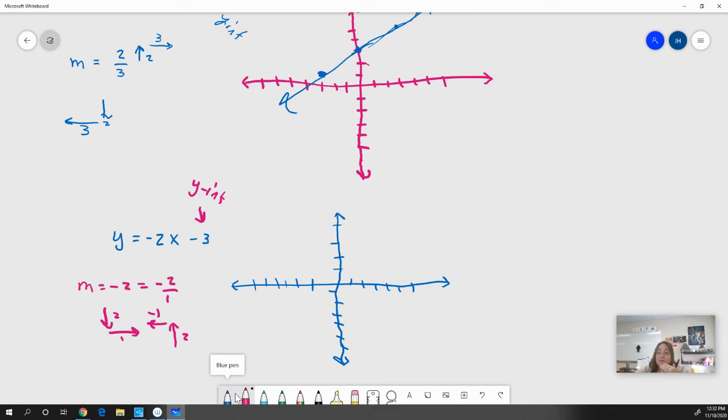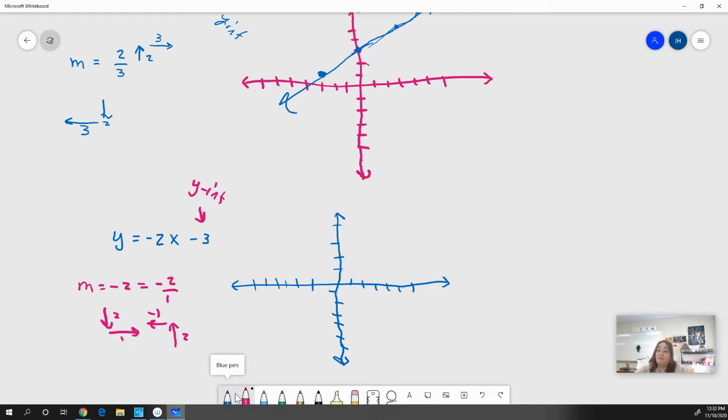What seems incredibly difficult, Lauren? The graphing? I don't know.